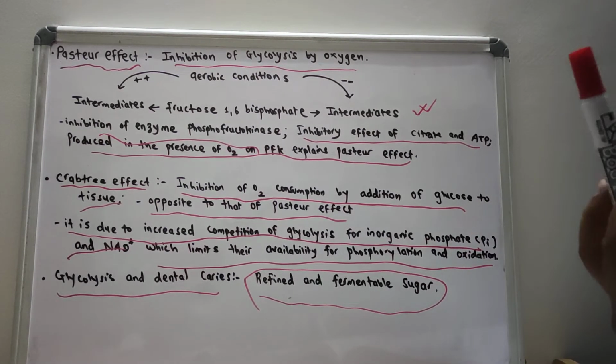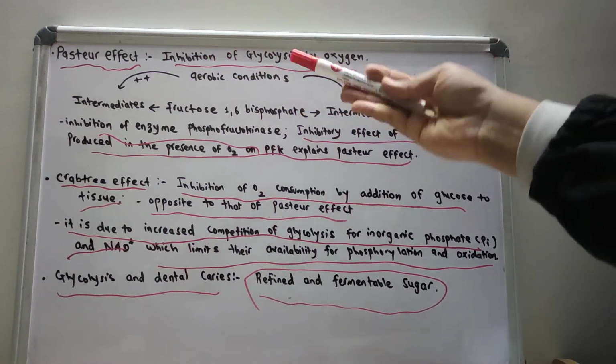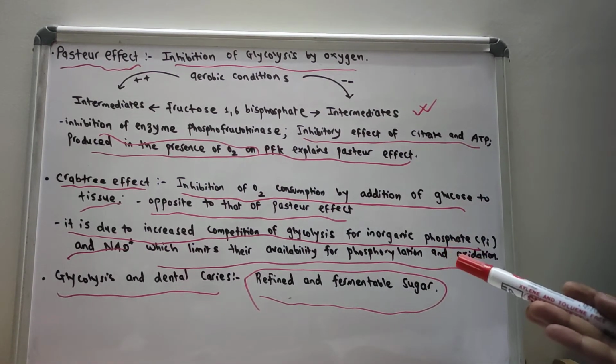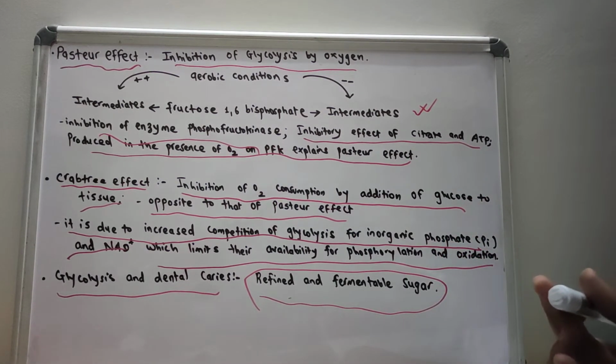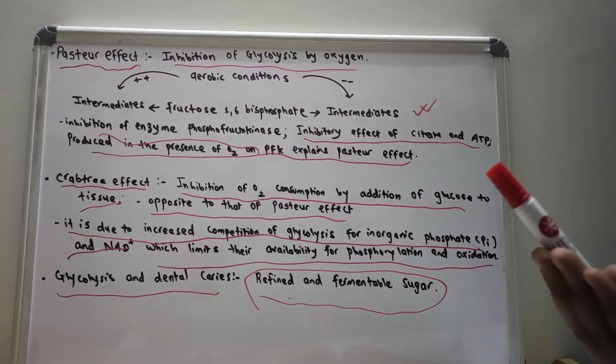So this is the brief explanation of the Pasteur effect, the Crabtree effect, and glycolysis and dental caries. I hope you understood this lecture.